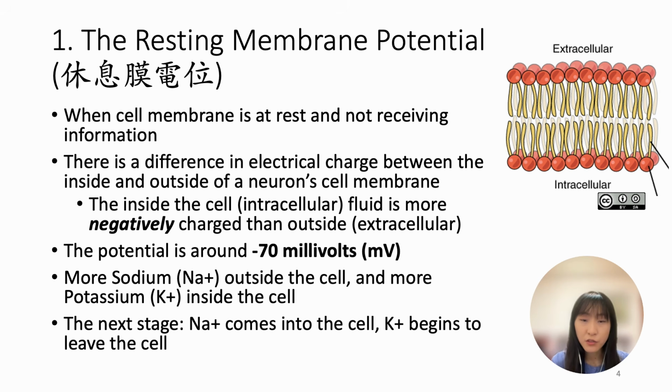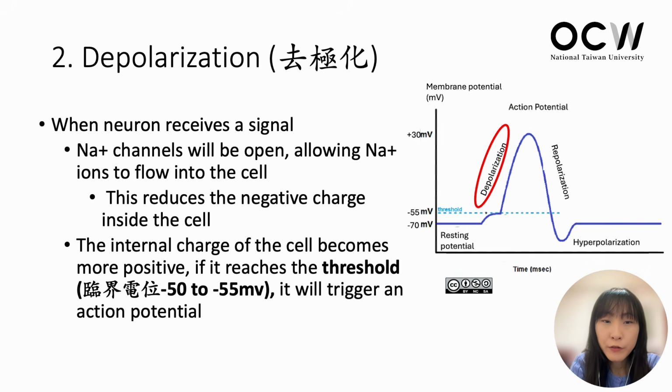So this is the distribution of charge. During resting membrane potential, the potential is around -70. And here we have more sodium outside the cell and more potassium inside the cell. So then the next stage will involve more sodium coming in and more potassium leaving the cell. Remember, in the first stage, there was more sodium outside the cell and more potassium inside the cell.